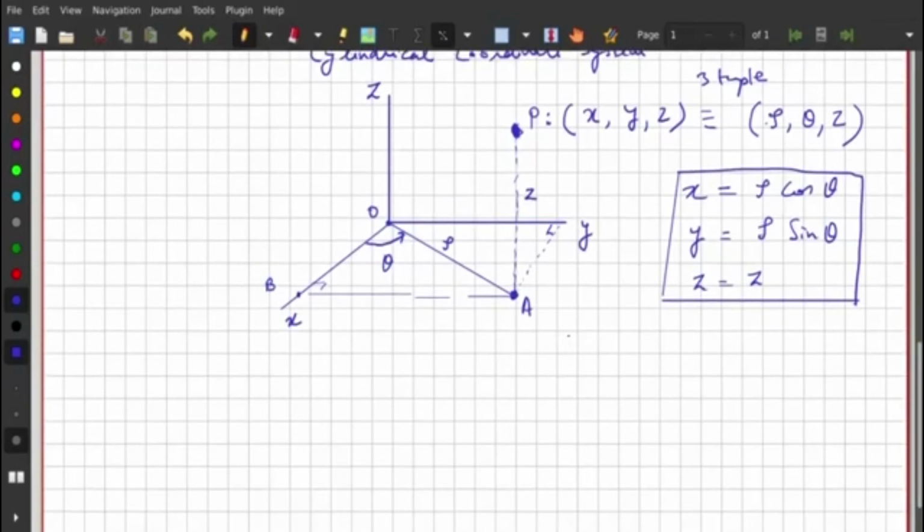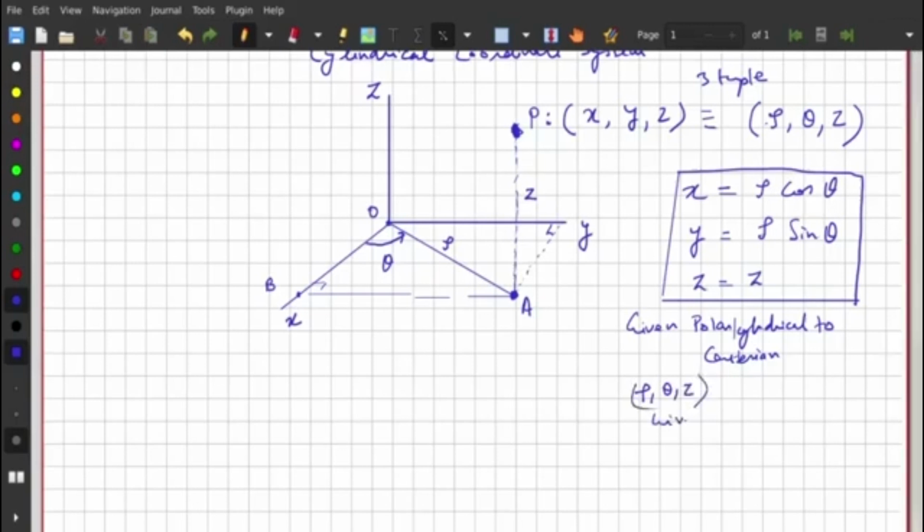We can write the reverse transformation. So let's write the inverse transformation. This one is given polar or cylindrical to Cartesian. So rho, theta, z are given, and using this set of equations we can find x, y, z.